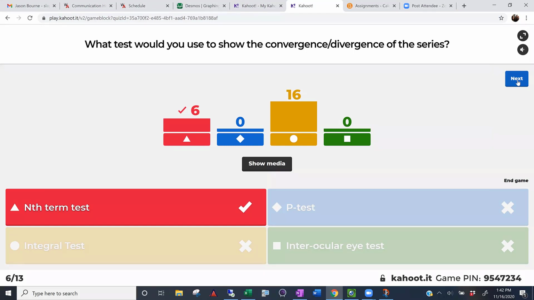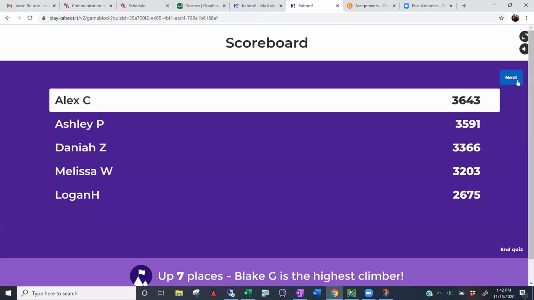Nth term test is just plugging in numbers and seeing where it keeps going, correct? You should know the nth term test. But let me get back to that one after the next one. Let's see where we're at in terms of the numbers.